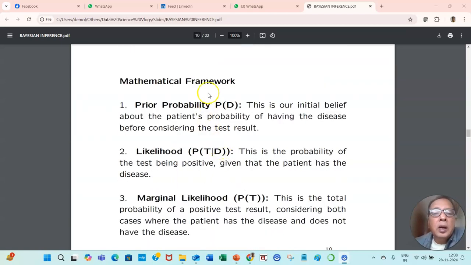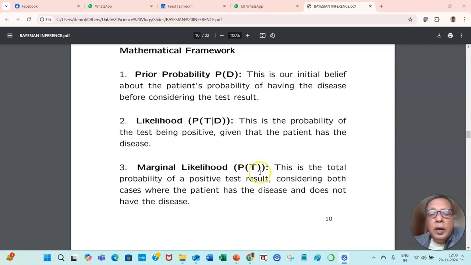So we have some prior idea about the disease. This is our initial belief about the patient's probability of having disease before considering the test result. Likelihood is probability of positive test given the disease. This is the probability of the test being positive given the patient has the disease. Marginal likelihood, probability of test being positive. This is the total probability of a positive test result considering both the cases where patient has disease and does not have disease.